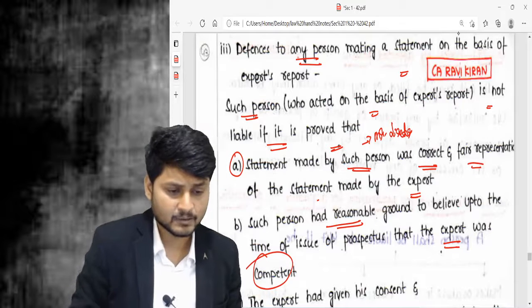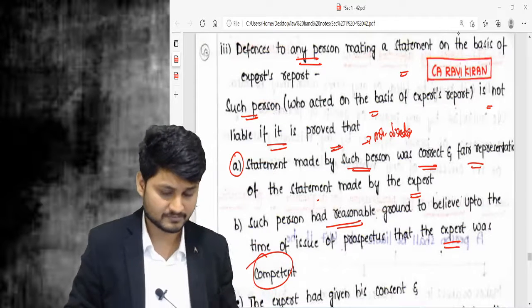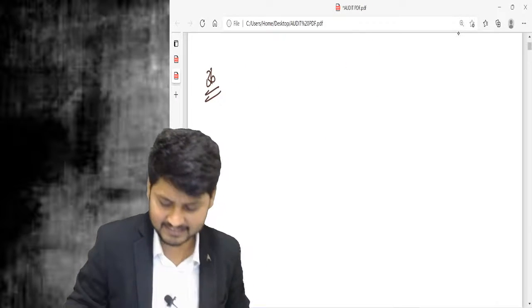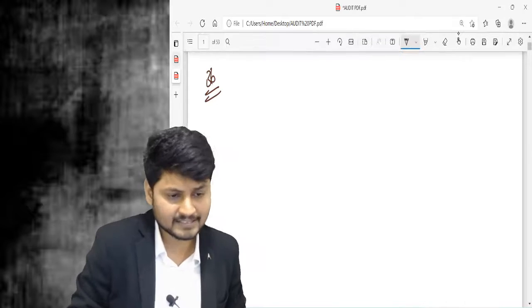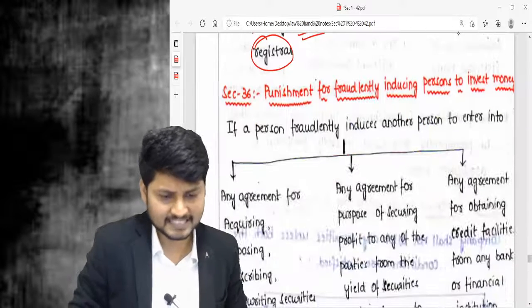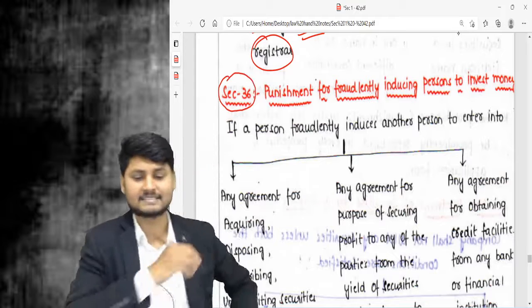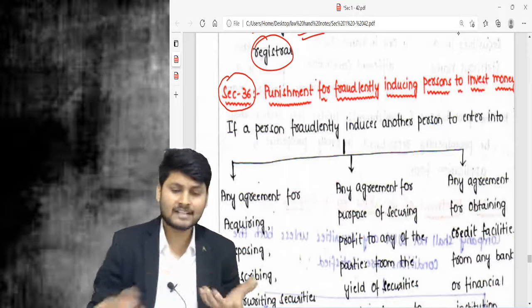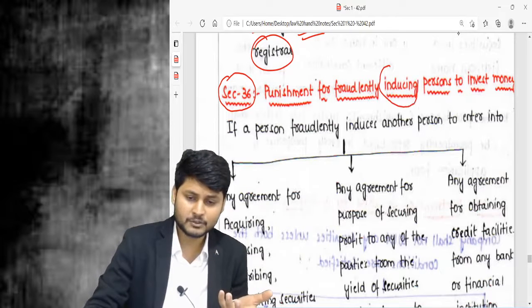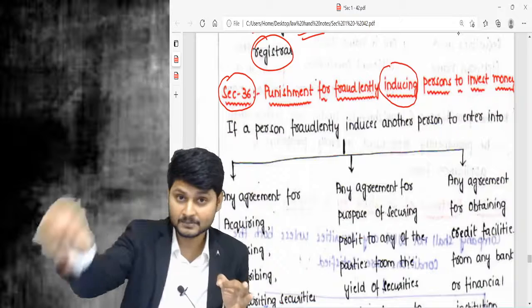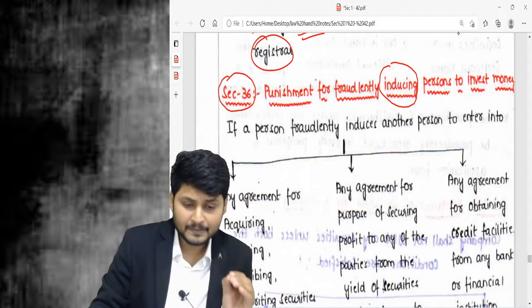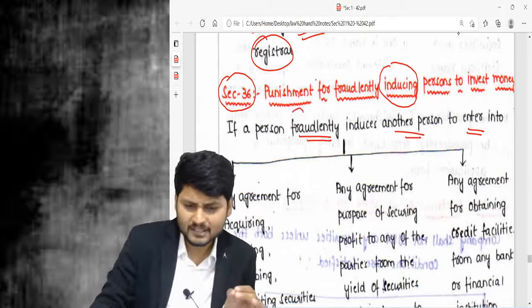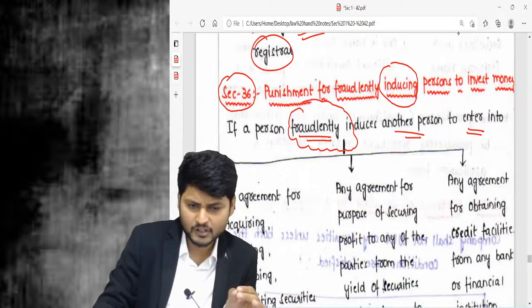Now let us quickly solve section number 36 also. It is very simple. Section number 36, let us go into the section itself. Section number 36, punishment for fraudulently inducing a person to invest money. So what is called inducing? Making another person come into a transaction. If a person fraudulently induces another person to enter into an agreement, what is called fraudulently inducing?